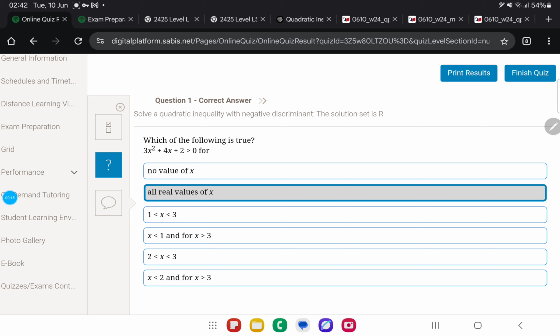Now, for question 1, which of the following is true? 3x squared plus 4x plus 2 is greater than 0 for all real values of x. That's correct, because, okay, let me go in depth. Let's go deeper. Now take your calculator, go to mode 5-3 and put in 3, 4 and then 2.